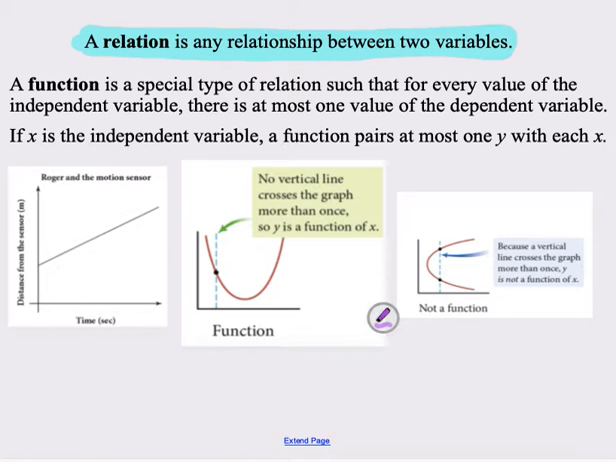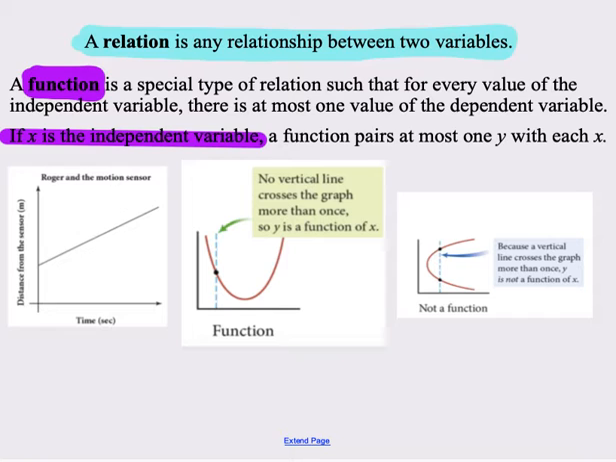You've heard maybe in algebra the term function used a lot, but maybe you haven't heard so much what it actually is. It's a special type of relation or relationship, but it's a little more specific. It's basically for every input, there is at most one output. This one, I kind of like it here. It says if x is the independent variable, remember that's the variable that happens no matter what, oftentimes it's time, a function pairs at most one y with each x.